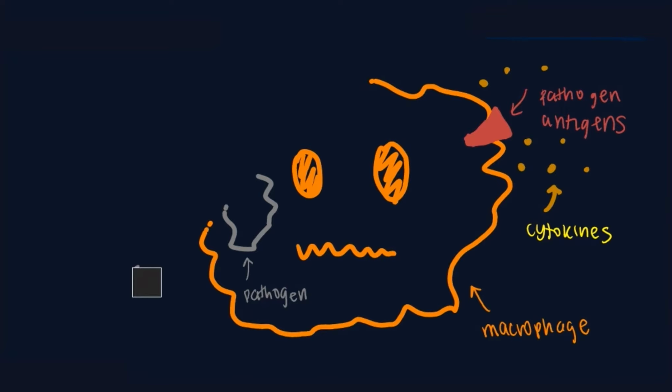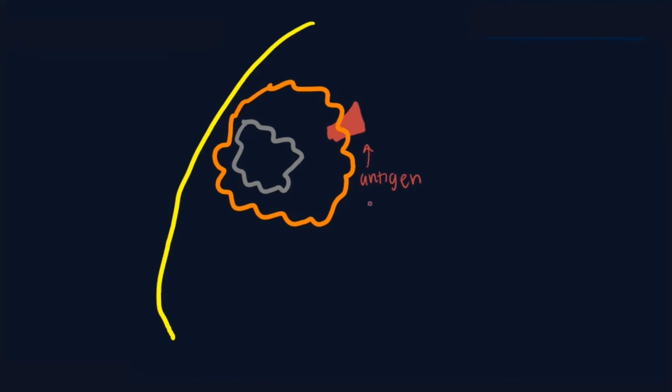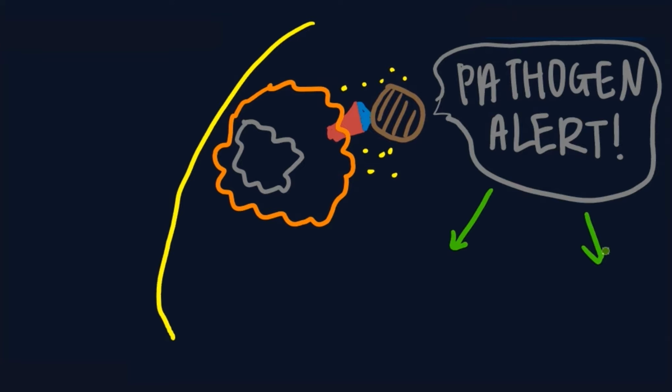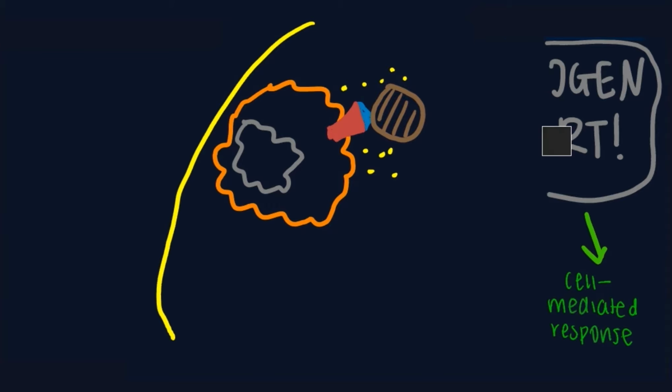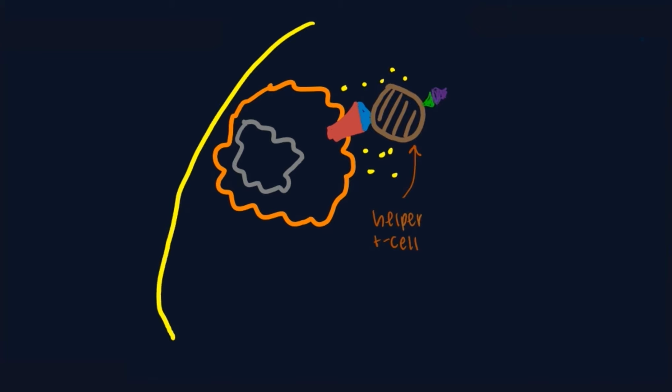by releasing cytokines. Then the helper T cell binds to the macrophage on the antigen, initiating one of two responses, the cell-mediated or the humoral immune response. The humoral response is when the helper T cell activates B cells.